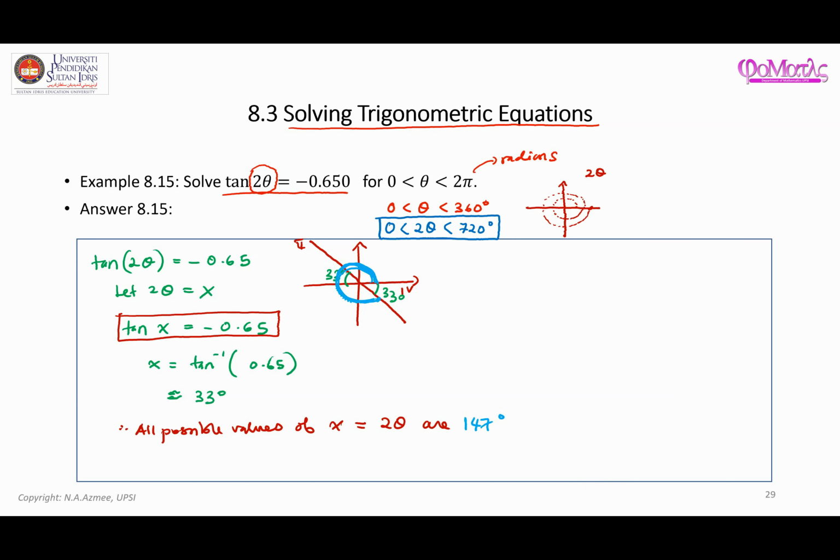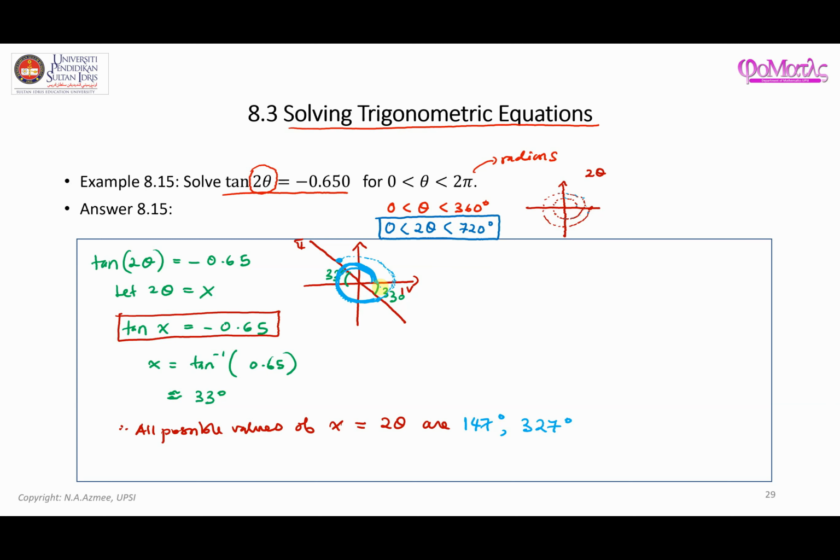So 360 minus 33 degrees is 327 degrees. And then it will continue on and on again, because here you can see that we need to consider another round, because here the range is until 720 degrees. So after we've got the value of 327 degrees, we will continue on and we will stop here.